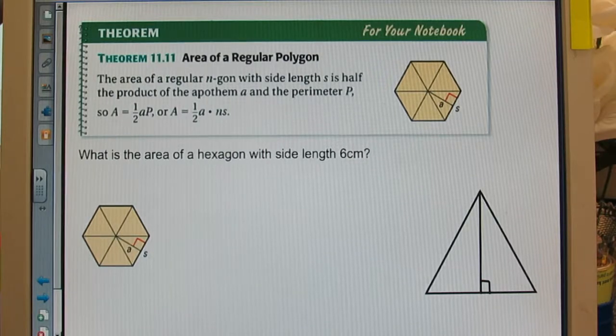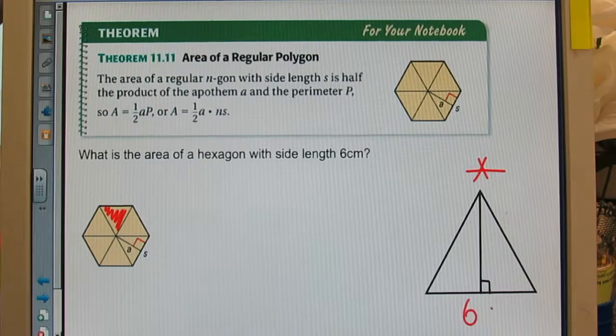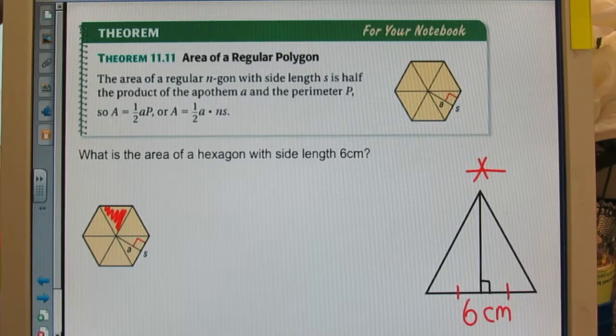Well, once again, I know that I can divide my hexagon into 6 equal triangles, and I need to find the area of a singular triangle. So here I have my singular triangle. Okay? And I know that my side length is 6 centimeters. And I know that my apothem bisects this side.